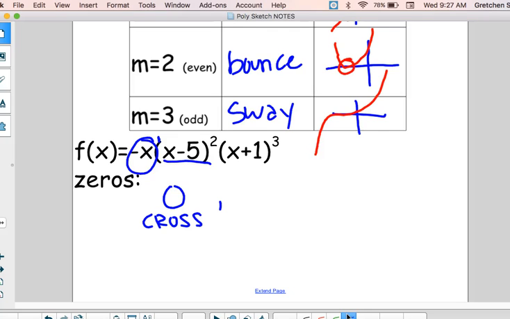Your next 0. If x minus 5 is a factor, what 0 do you get? 5. What's its multiplicity?